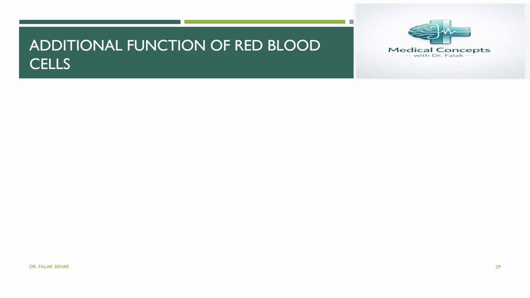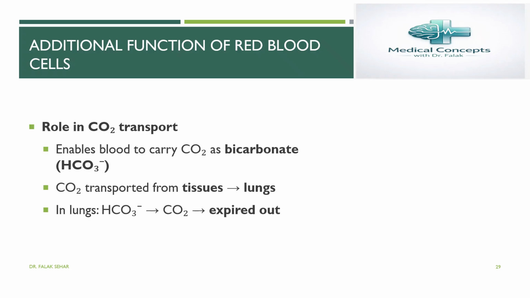Continuing with the role of RBCs in carbon dioxide transport, most of the carbon dioxide in the blood is transported in the form of bicarbonate. Inside red blood cells, carbon dioxide from the tissue is converted into bicarbonate, which then moves out into the plasma in exchange for chloride ion. This allows blood to efficiently carry carbon dioxide from tissues to the lung.